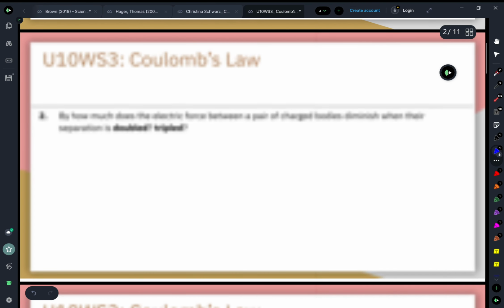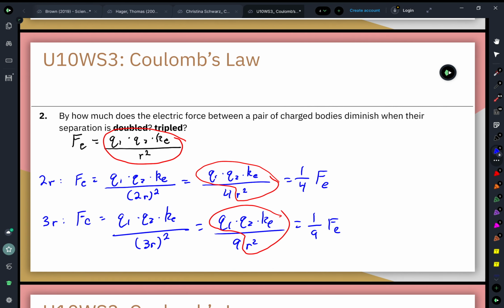So when we increase the distance between objects, we're reducing the amount of electrostatic force that we have. If we double the distance, we 1/4 the force. If we triple the distance, we 1/9 the force.